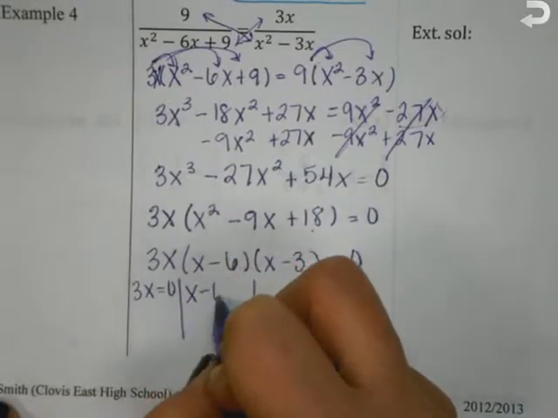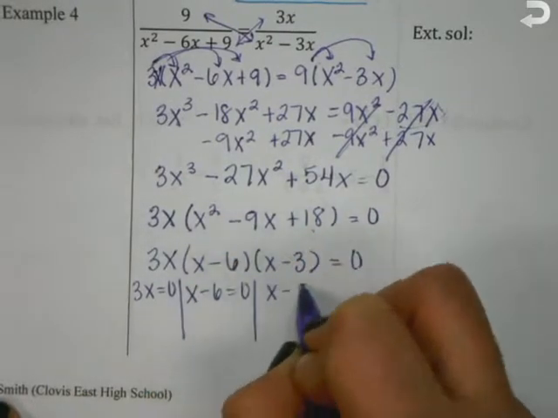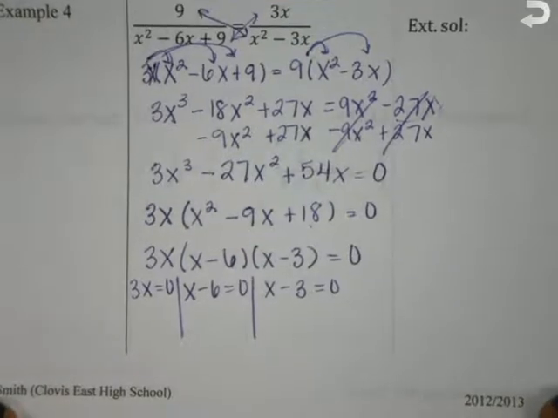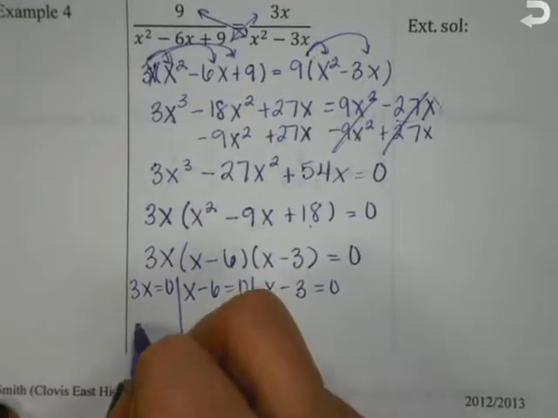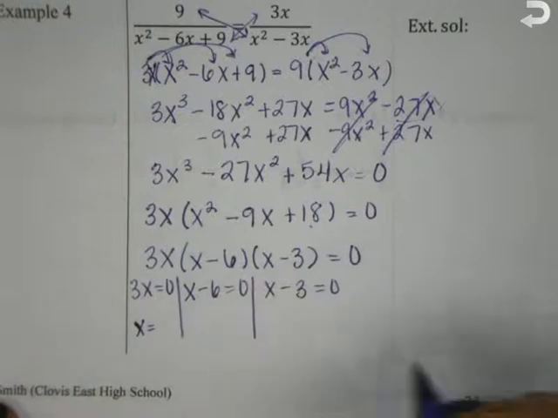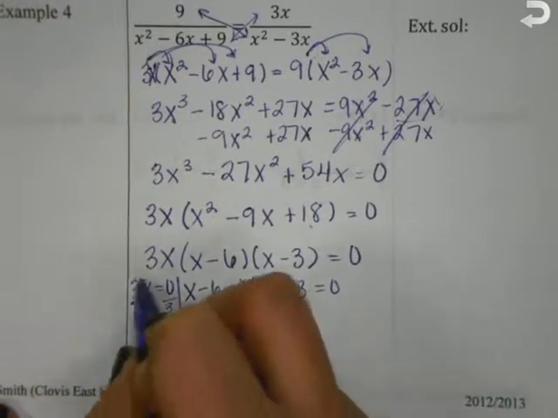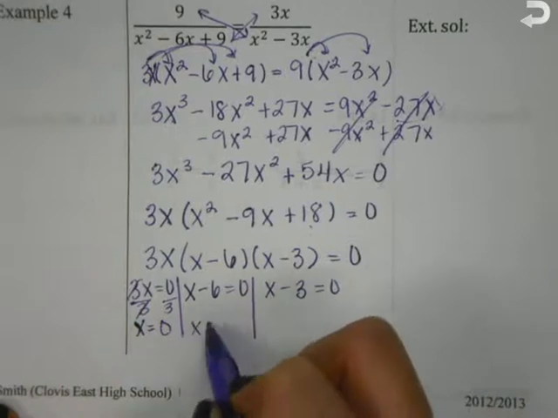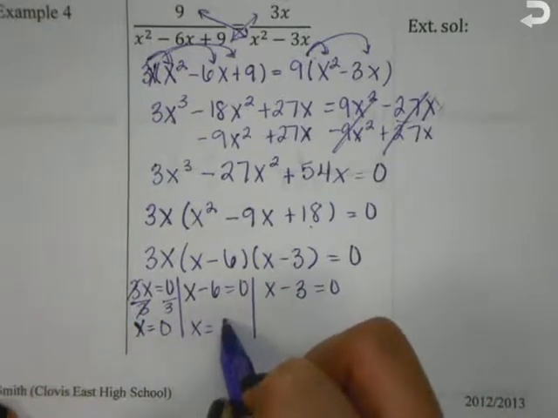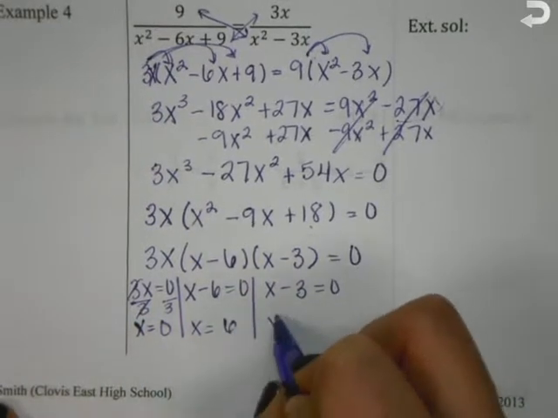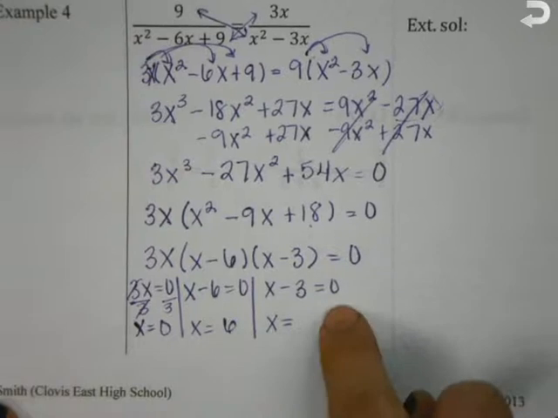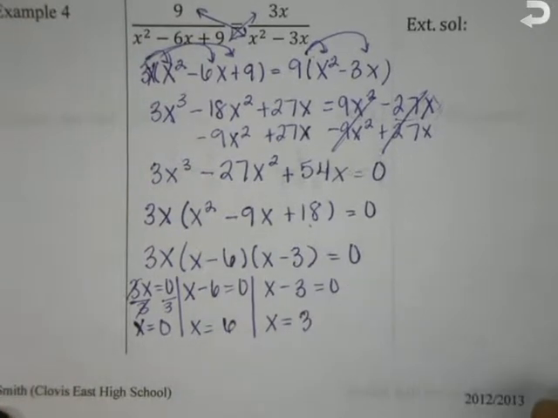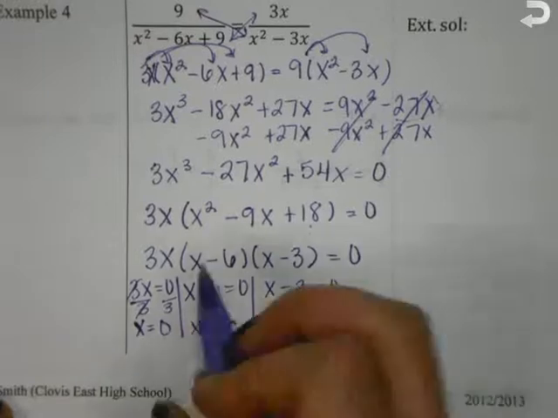If 3x equals 0, what does x have to be? Divide by 3, that gives me 0. x minus 6 equals 0, so x is equal to positive 6. And x minus 3 equals 0 gives me x equals 3. So you add 6, add 3. Okay, so I have 3 answers: x equals 0, 6, and 3.